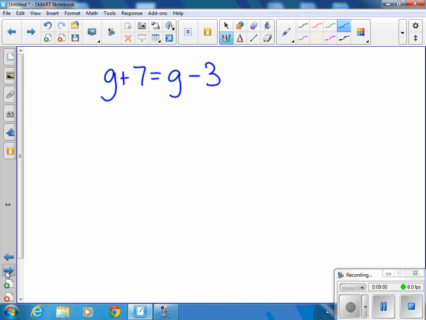Well, no matter how I do it, it's subtracting a g. So if I subtract g from here, I have to subtract g from here. If I subtract a g from here, I still have to subtract g from here. So either way, I'm subtracting g, and look what happens to my g's.